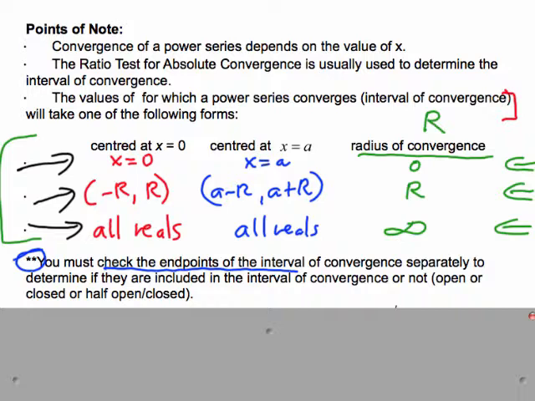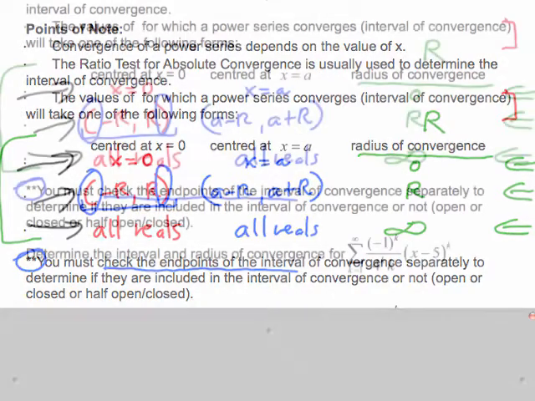So even though I've shown this to be an open interval, in fact it may be closed on both or either of the ends depending on the convergence at the endpoint. So you must check the convergence of the endpoints separately, and I will do that in the example below.